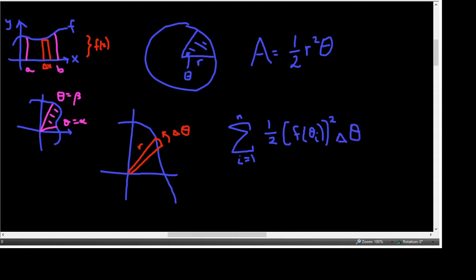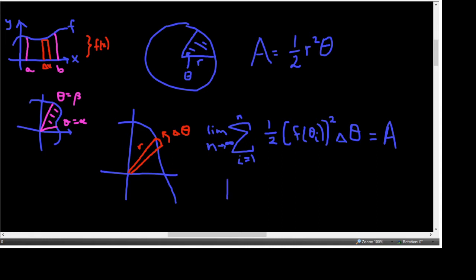And then if we take the limit of that sum as n goes to infinity, we'll get the exact area of that region within that polar curve between alpha and beta.